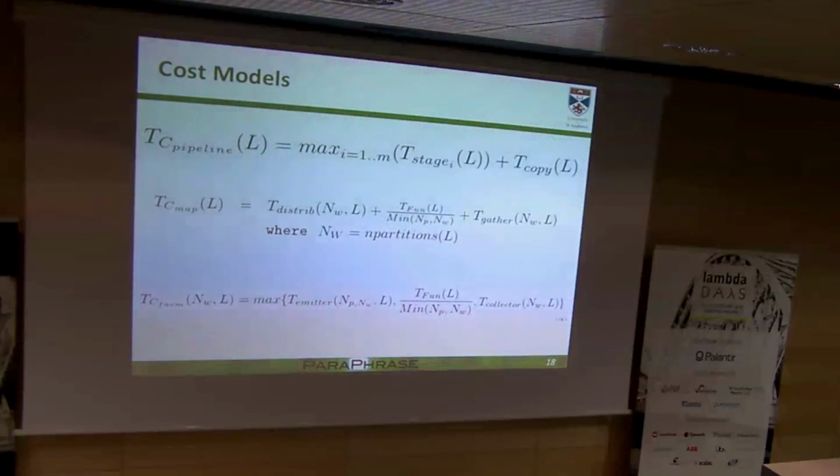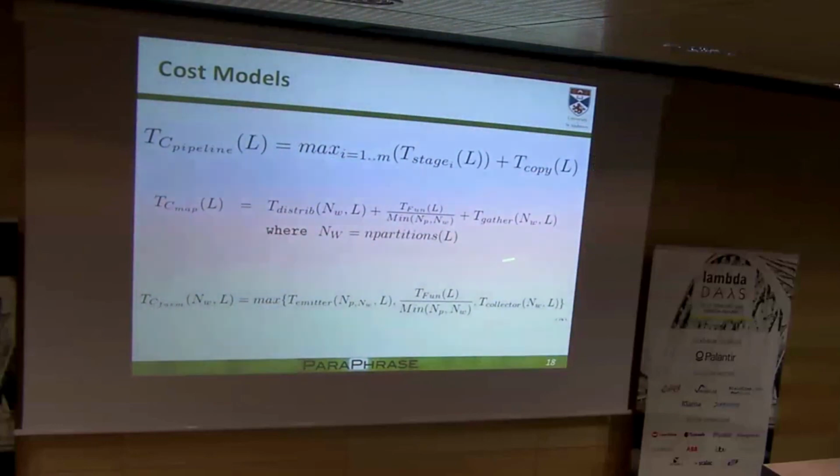So just quickly describe what these mean. The top one tells you that if you have a pipeline, you can basically predict the performance as roughly the maximum of the pipeline stages. Whatever your slowest stage is, that'll be roughly what your pipeline performance will be, plus some time to copy.